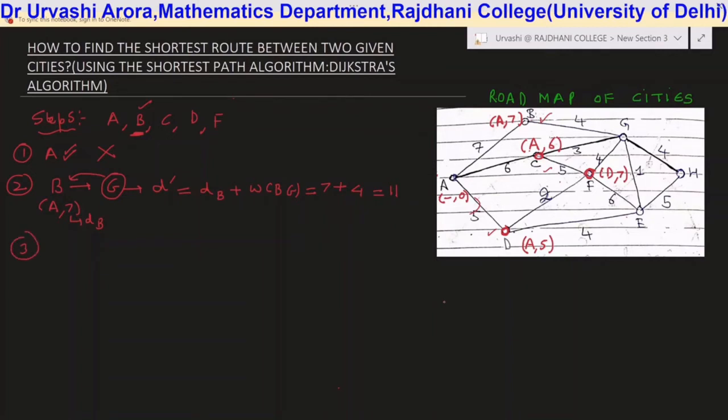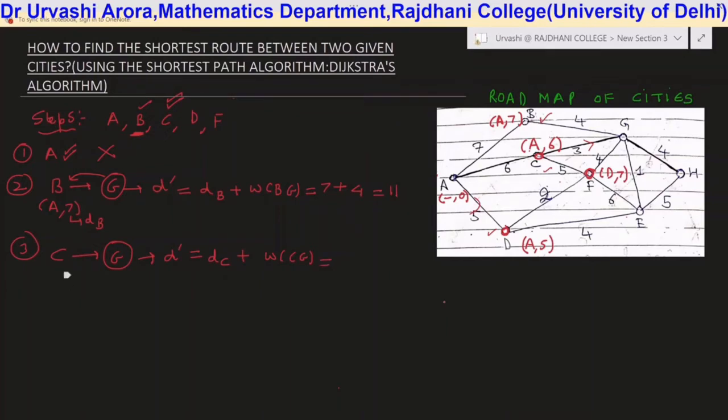So now coming to the third labeled vertex, which is C. As far as C is concerned, C has just one vertex which is unlabeled and adjacent, and that is G again, and corresponding to this adjacent unlabeled vertex G, we will calculate d dash. So d dash comes out to be dC, the distance traveled till C, plus the weight of the edge CG, because again we have to imagine that we are moving along the edge CG from the vertex C to G to reach the vertex G.